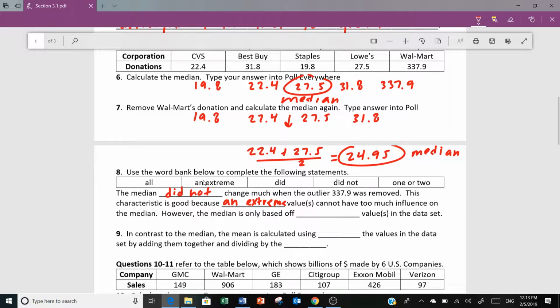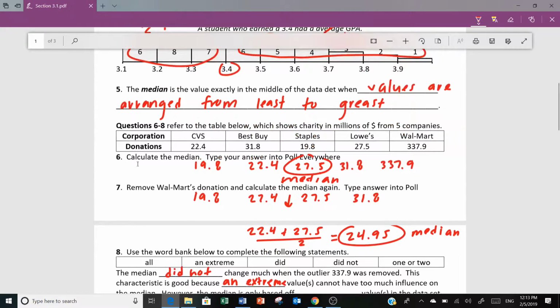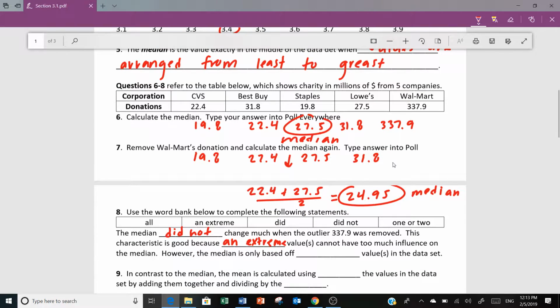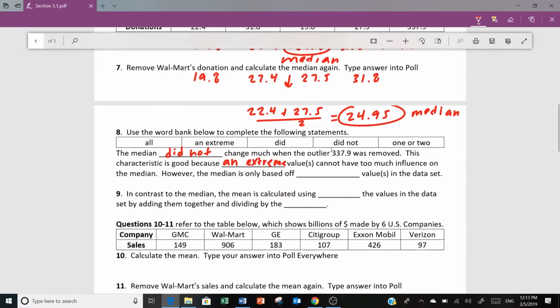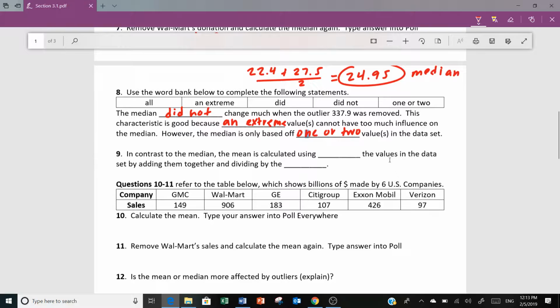1 or 2. In which problem was it only based off of one value? Good. When we had an odd number, the median was in the middle. That's one value. And when we had an even number, we based the median off of the two values in the middle. So the median's only based off of one or two values. But that's kind of a disadvantage as well because it's only based off of one or two values. So in contrast, the mean is calculated using blank the values in the data set by adding them together and dividing by the.